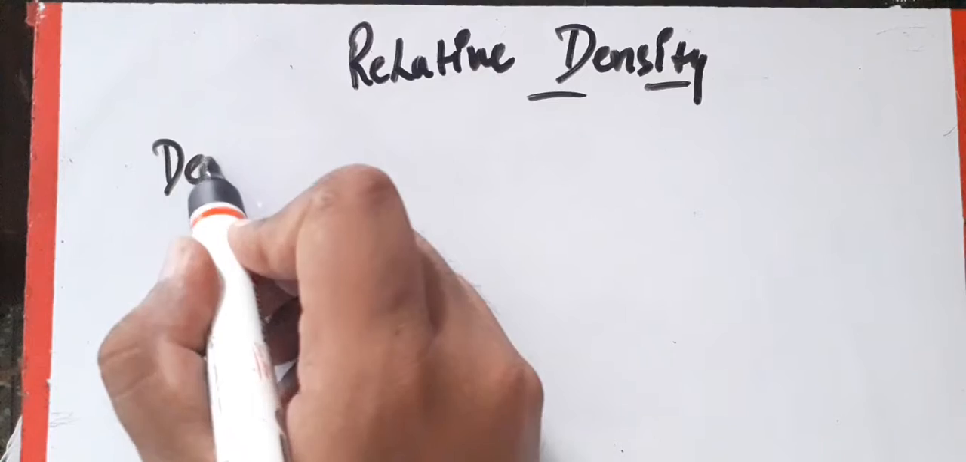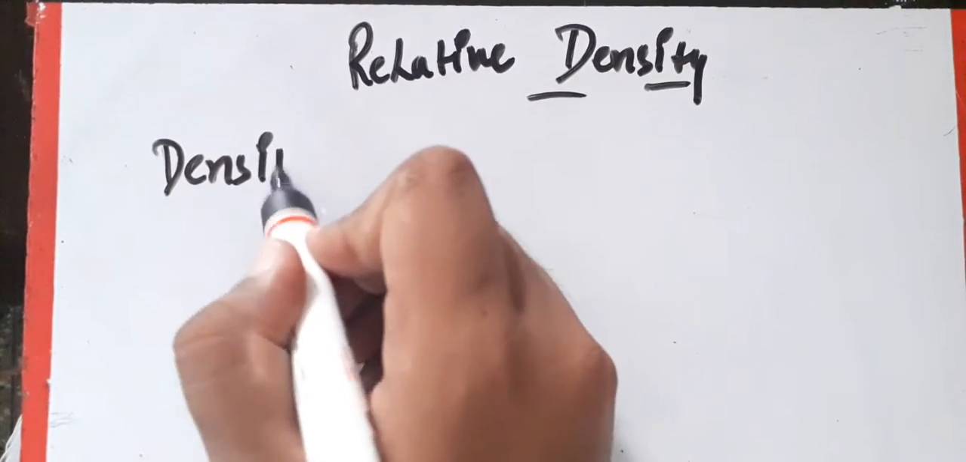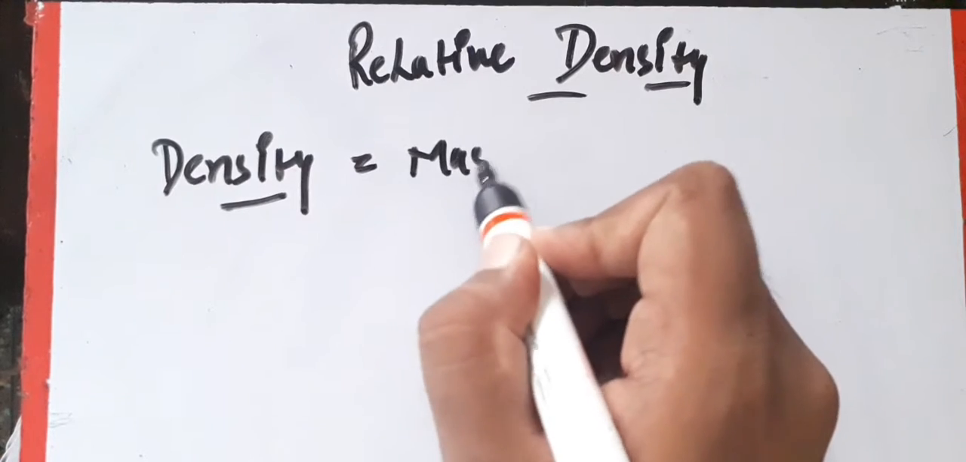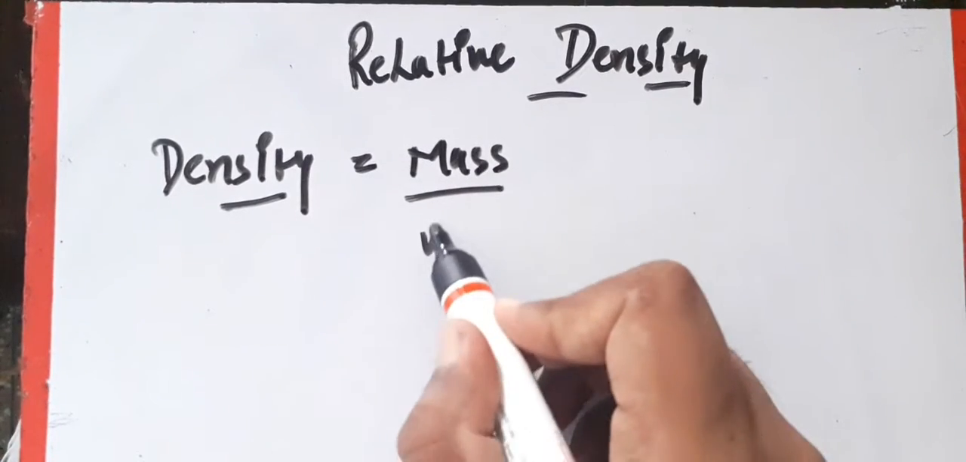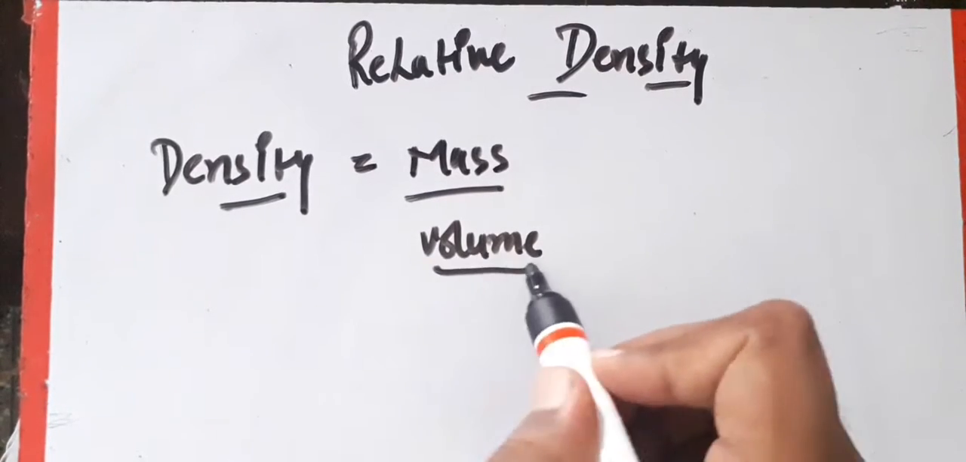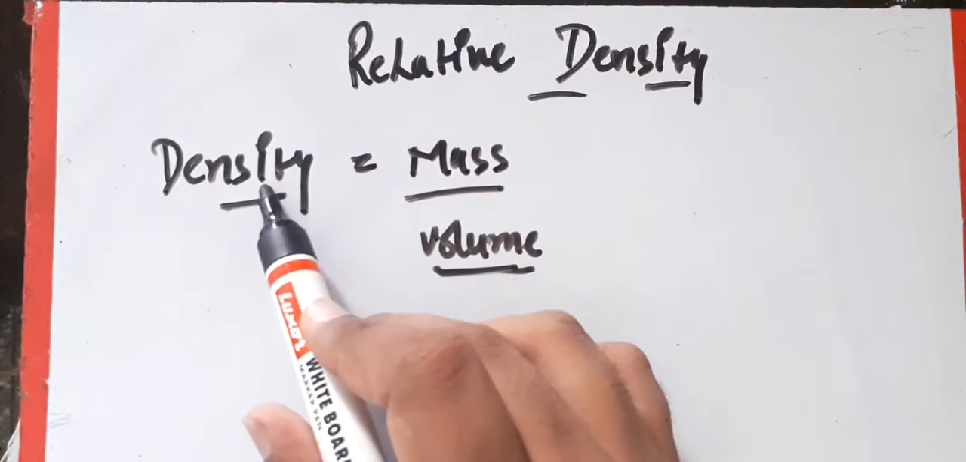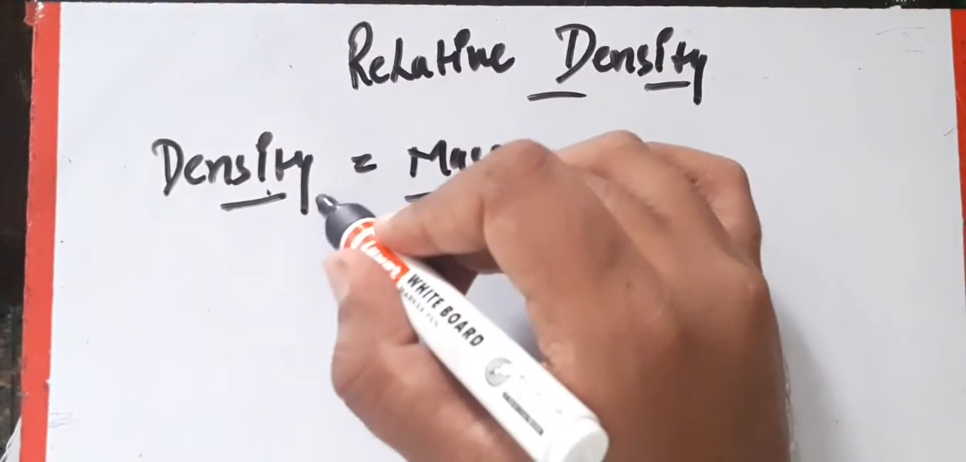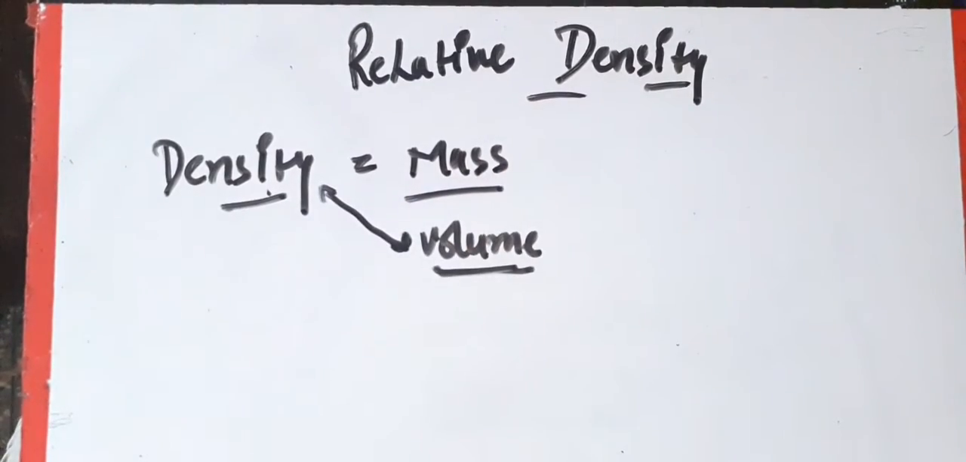We know that density is actually heaviness of an object, which is equal to mass upon volume. Which means that when the volume of an object is more, its density will be less, and if the volume of an object will be less, its density will be more. It is inversely related to each other.